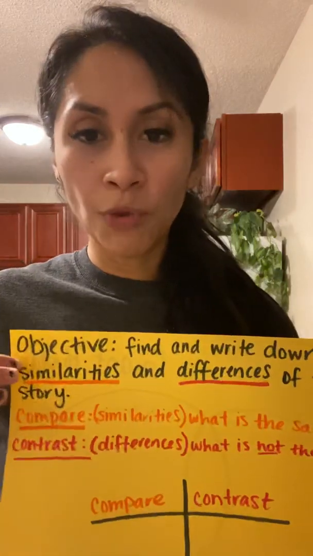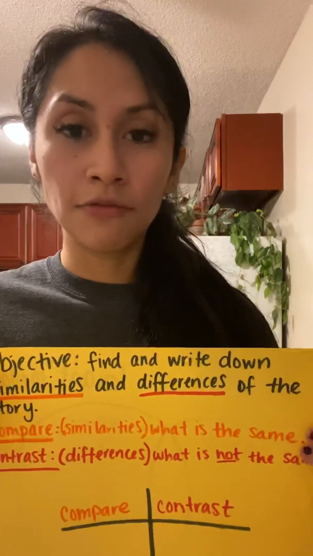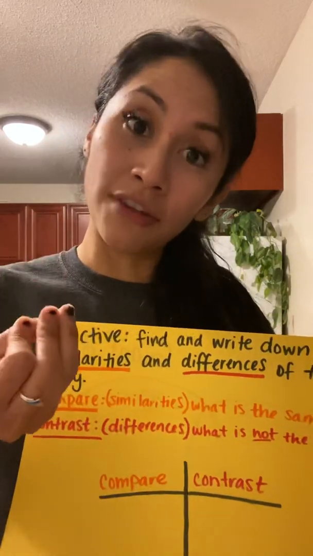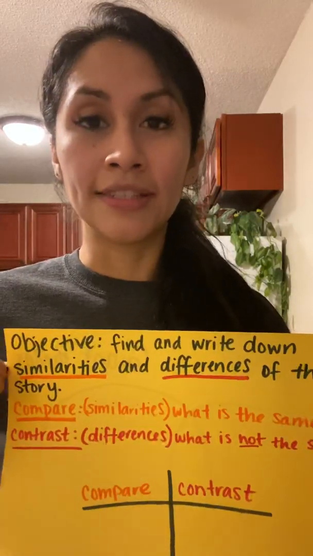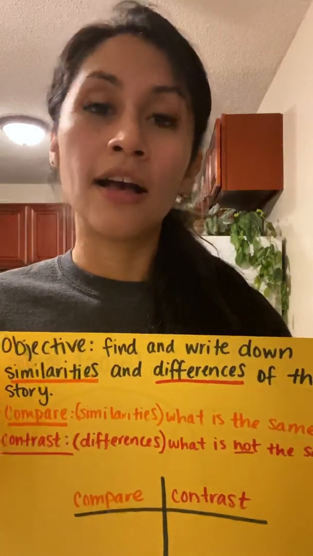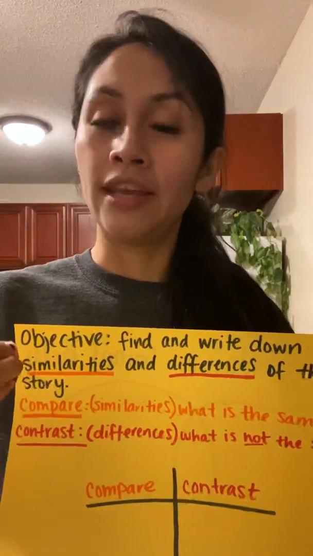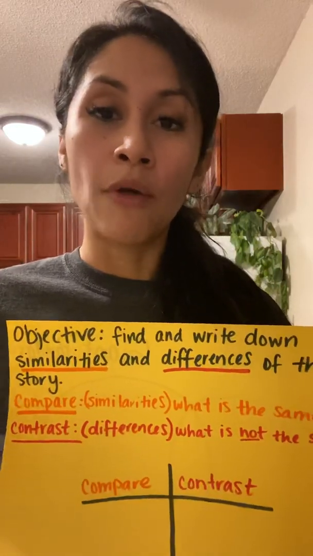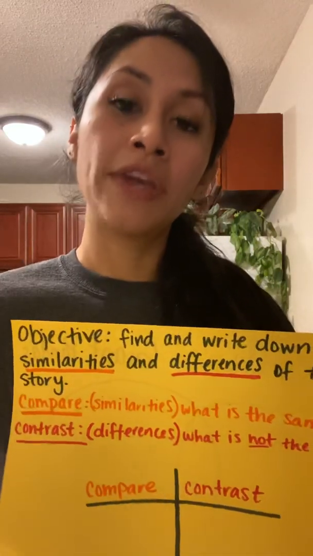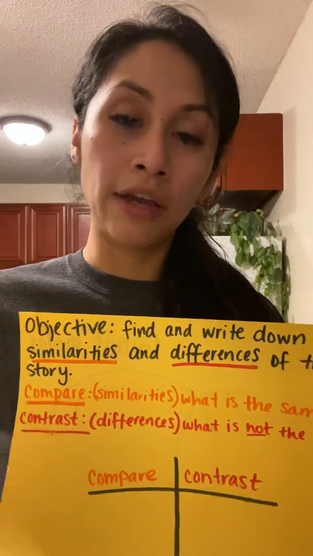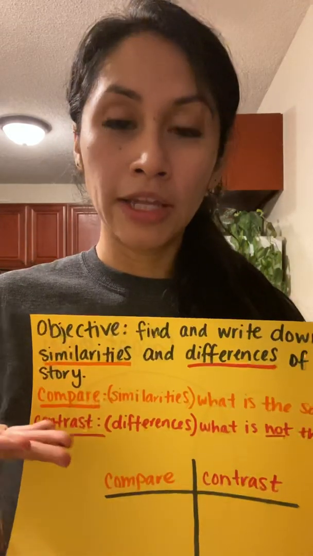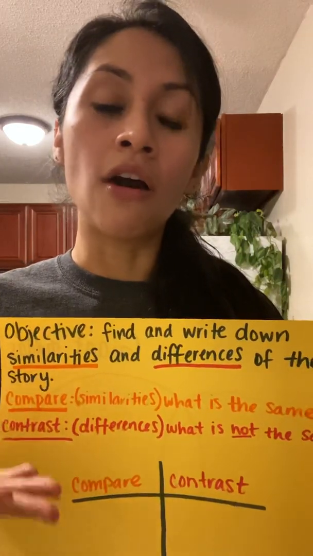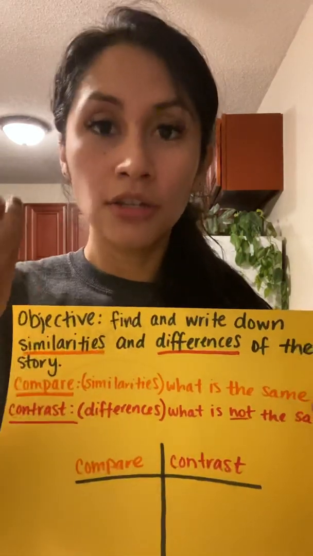For today's lesson, we are going to have the same objective, which is to find and write down similarities, things that are the same, and differences, things that are different in a story or in things that we read or view. Okay, so I want to remind you that some of our key vocabulary is compare and contrast. When we're comparing, as you can see that it's color-coded, we are finding things that are the same. Okay, compare two things that are the same.